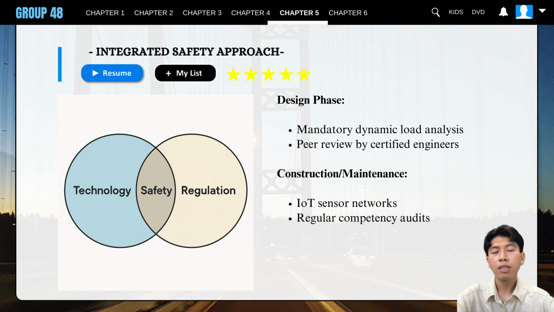Our sensors detect vibrations, but only certified engineers under Section 41(e)(c) interpret them. Peer reviews validate every safety model. Where Tacoma had imbalance, we now have system checks at every stage, and this is how modern engineering prevents failures.